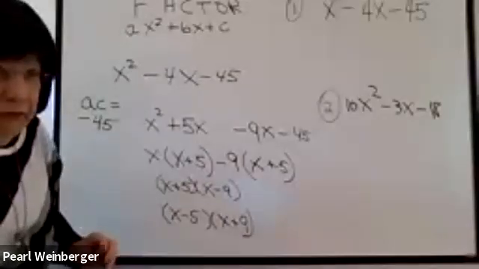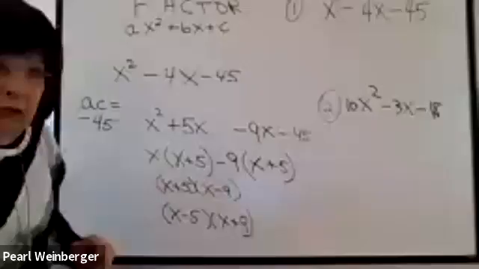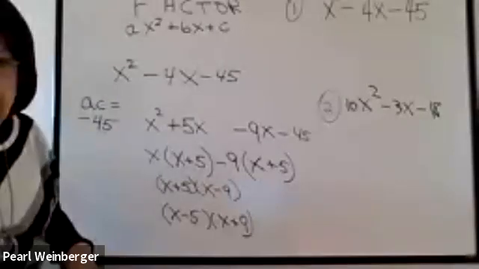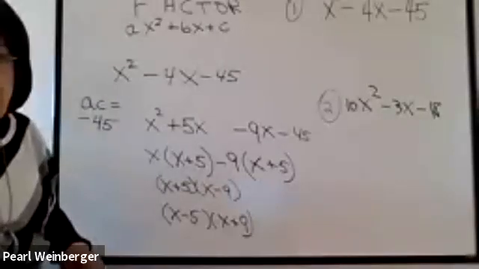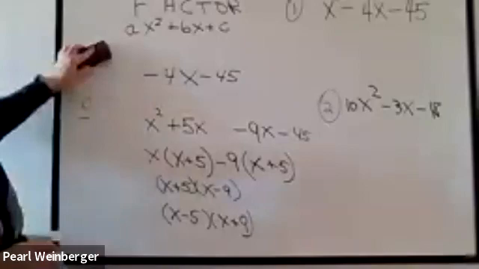Did you understand what I was saying? Yeah. Okay, so if this would have been a plus 4x, then I would have done it by your way. But since this was a minus, I had to put the bigger number with the minus. Whatever that middle term is, that determines the sign of the bigger number. Okay, let's look at the second one.